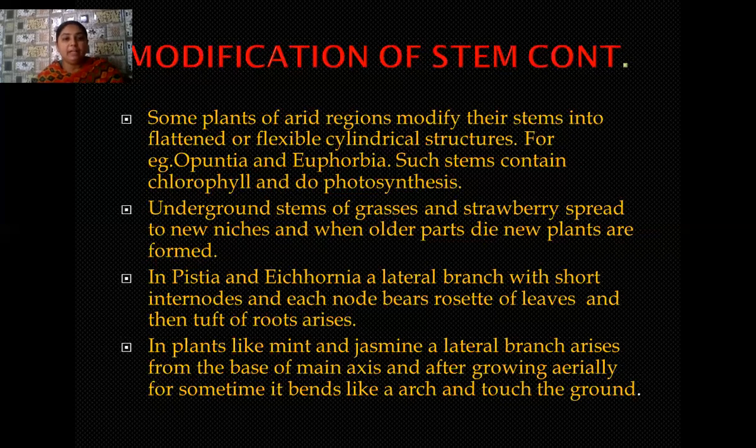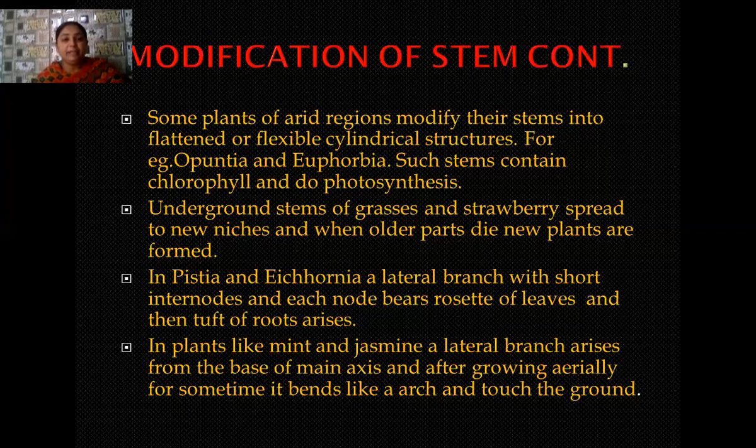And sometimes underground stems of grasses and strawberry help the plant to spread to a new niche. When older parts die, then new plants are formed. In the case of Pistia and Eichhornia, a lateral branch with short internodes bears at each node a rosette of leaves, and then a tuft of roots arises. In this way, the plants propagate. Both of these plants are aquatic plants.